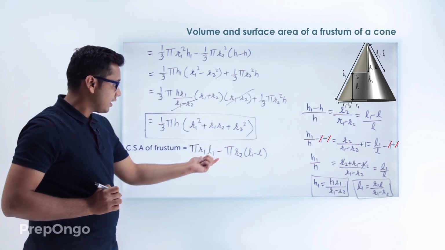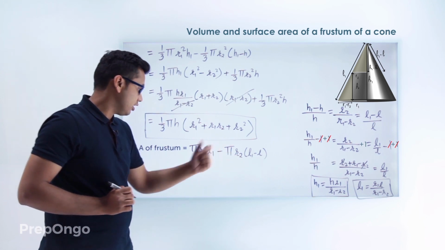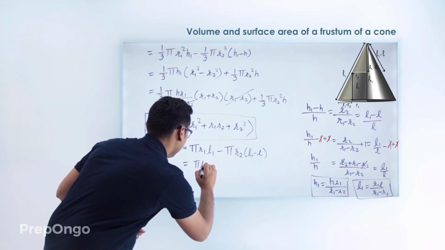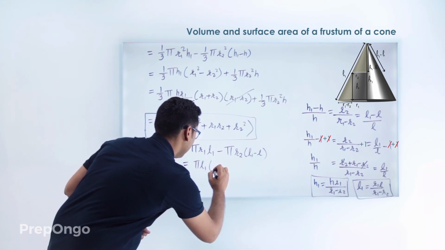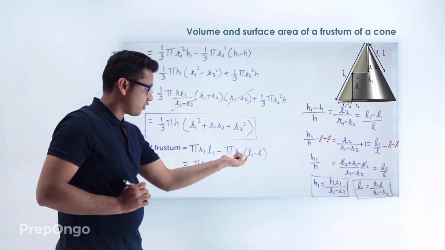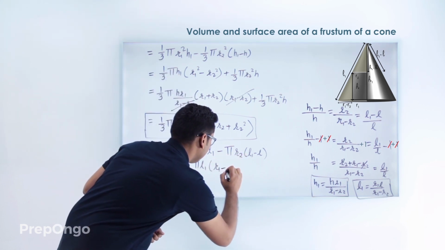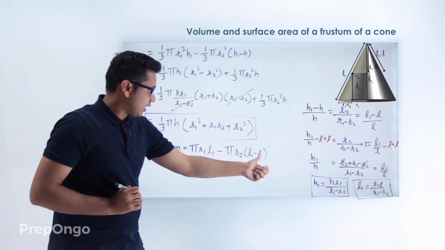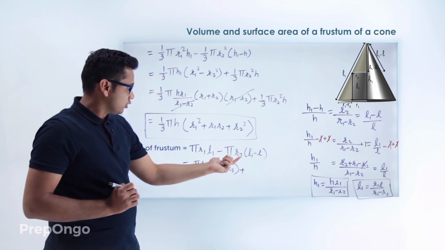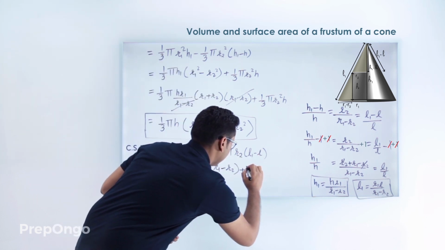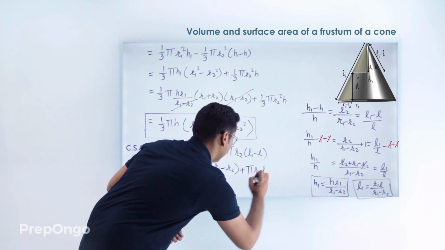Now if we take L1 common from these two terms, we'll get pi L1, this we had taken common, and this will be R1 and minus R2 will come from this term. So this will be minus R2, and plus: minus and minus will become plus. So this will be pi R2 into L. So we can write down pi R2 into L.